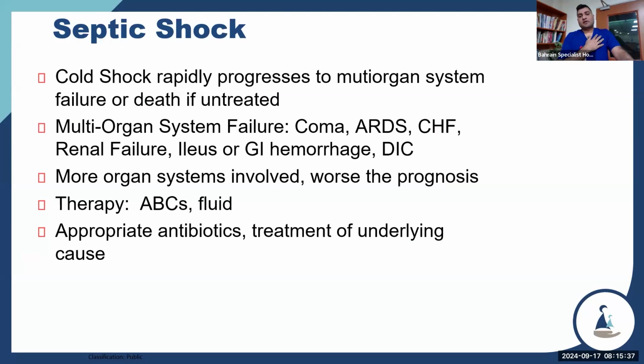Cold shock rapidly progresses to multi-organ system failure or death if untreated. Multi-organ system failure leads to coma, acute respiratory distress syndrome, chronic heart failure, renal failure, ileus or GI hemorrhage, and DIC. The more organ systems involved, the worse the prognosis. Therapy is the same: ABC, start fluid, and give appropriate antibiotic treatment of the underlying cause.